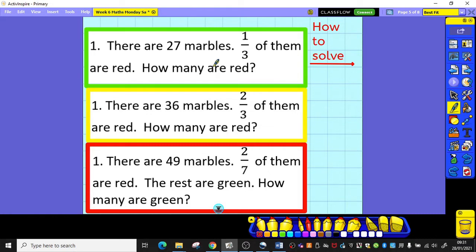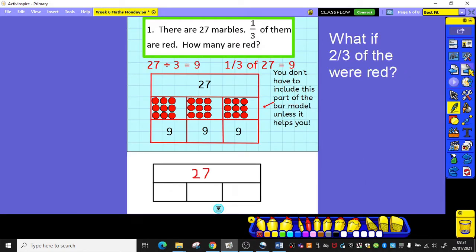But let's just unpick very quickly that green problem, because even if you're doing the yellow or the red, do you remember we always said if you had to find 2/3, you would find 1/3 first of all. If you were finding 2/7, you would be finding 1/7 first of all. So looking at the bronze challenge is still going to benefit everybody. So first of all, 27 marbles, 1/3 are red.